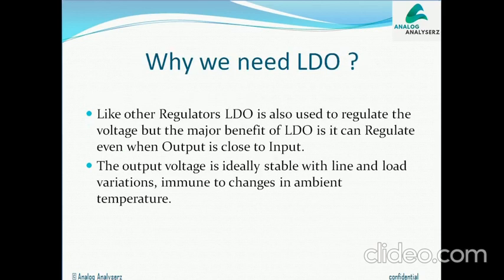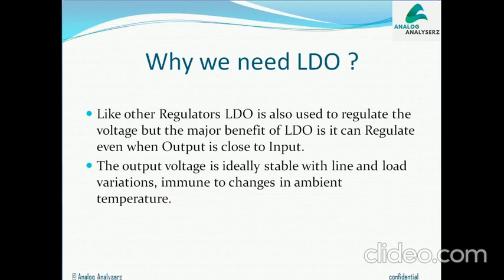Why do we need LDO? Like other regulators such as switching regulators, LDO is also used to regulate the voltage, but the major benefit of LDO is that it can regulate output even if it is close to VDD. The output voltage is ideally stable with line and load variations, and even with a change in ambient temperature. So not only instability in VDD and VSS, but even if you change the load, that does not affect the output voltage of the LDO.